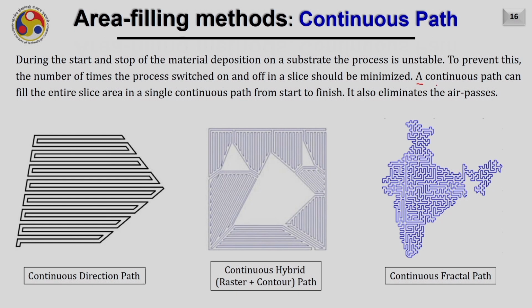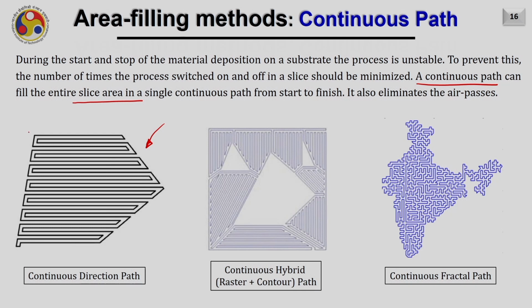And if we have a continuous path, it can fill the entire slice area in a single continuous path from starting to finish. Hence, we will have only one switch on and off. Such an example is shown here. This is a continuous direction parallel tool path. This is typically an optimization problem which is solved to eliminate the number of lifts.